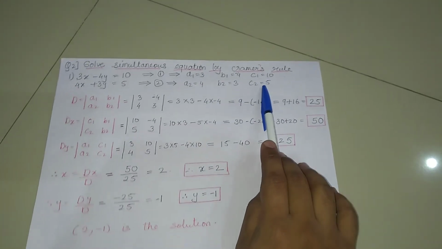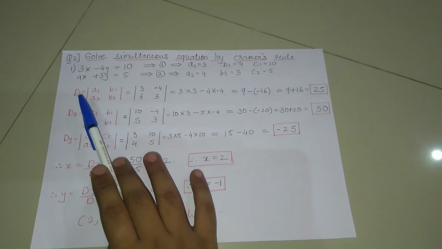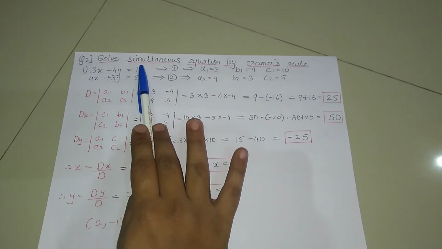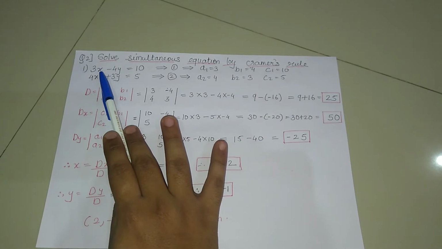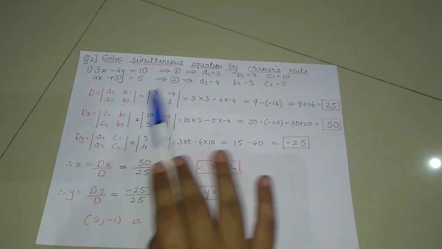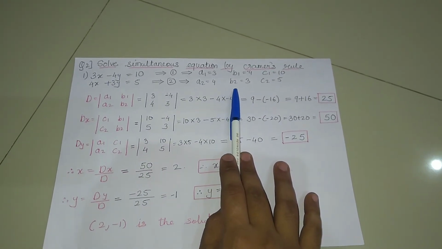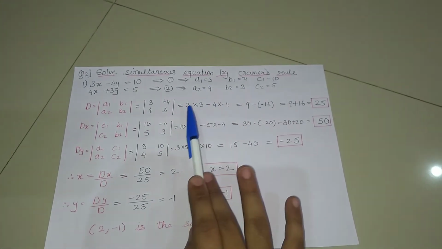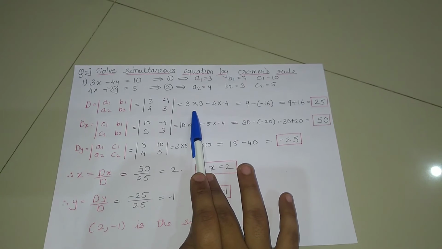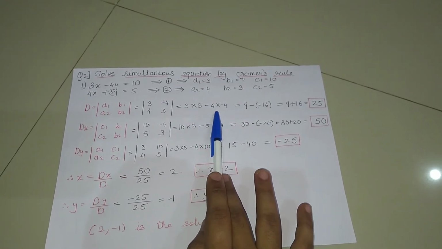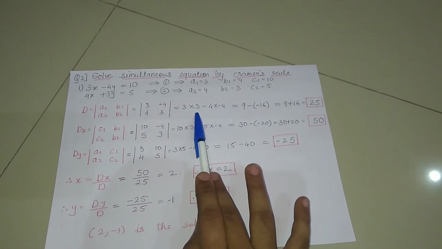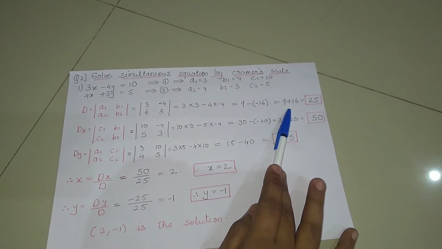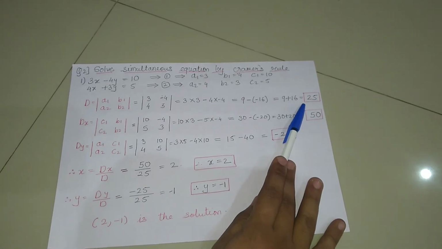Now, to find the value of d, what's the formula? We have to ignore the constant terms and write only the x and y terms, that is a1 upon a2, b1 upon b2. In this case, it is 3 upon 4, minus 4 upon 3. Cross multiplying, 3 into 3 minus 4 into minus 4, which gives 9 minus of minus 16, that is 9 plus 16, and the answer is 25.